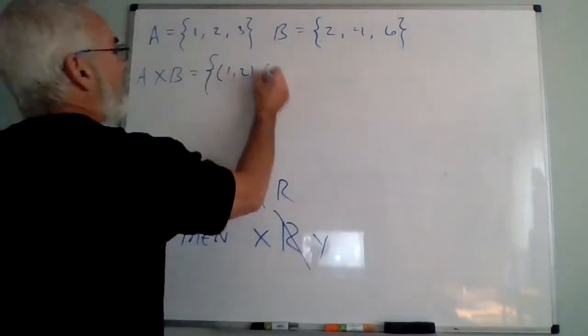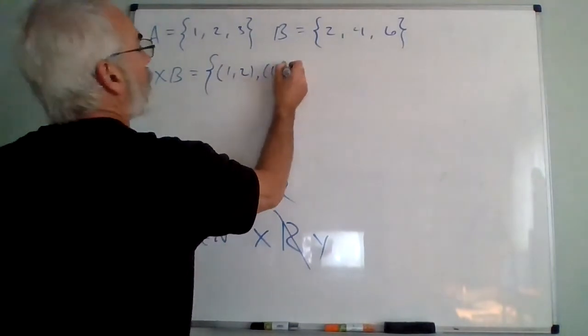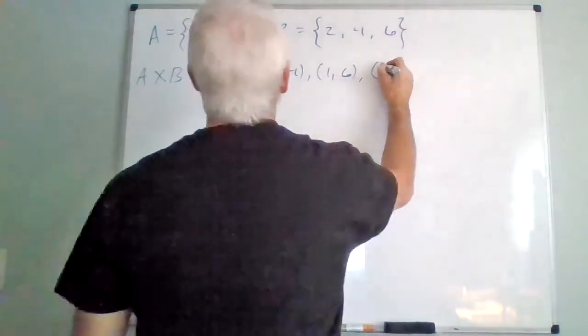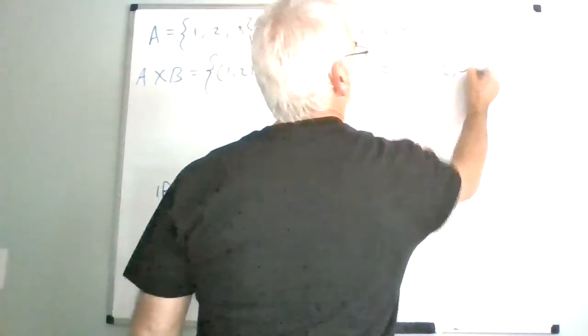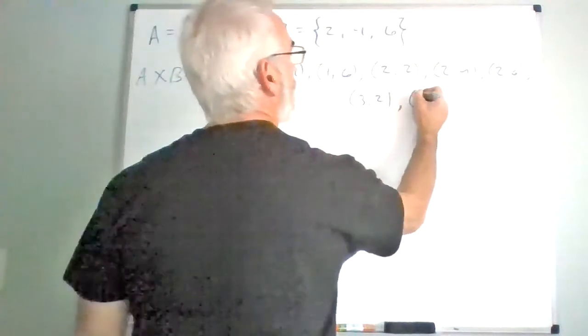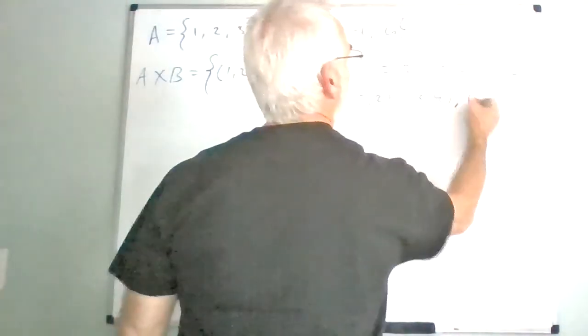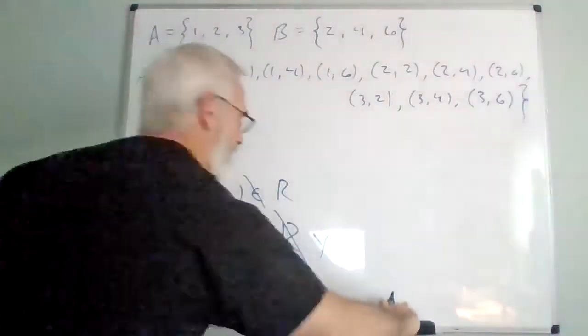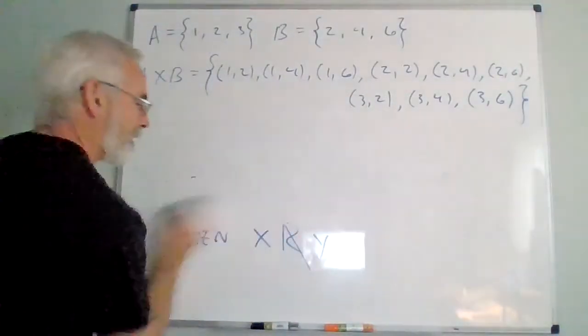So 1, 2, 1, 4, 1, 6, then 2, 2, 2, 4, 2, 6, and then where are we? 3, 2, 3, 4, 3, 6. Okay, great. Now let's define our relation R.